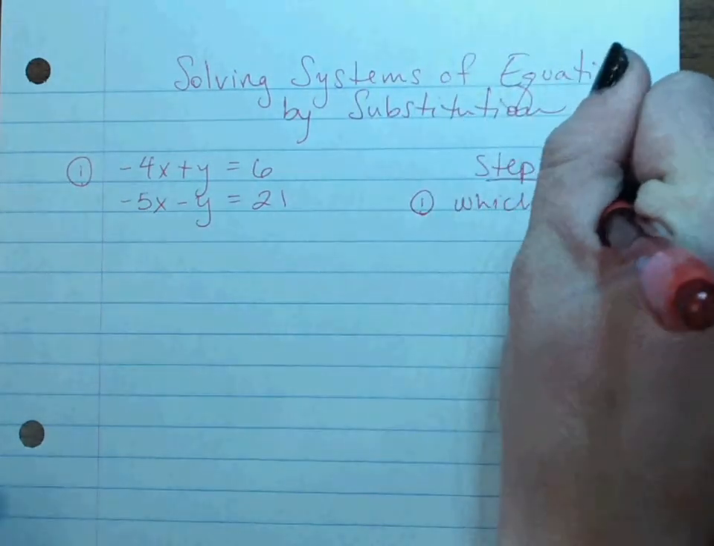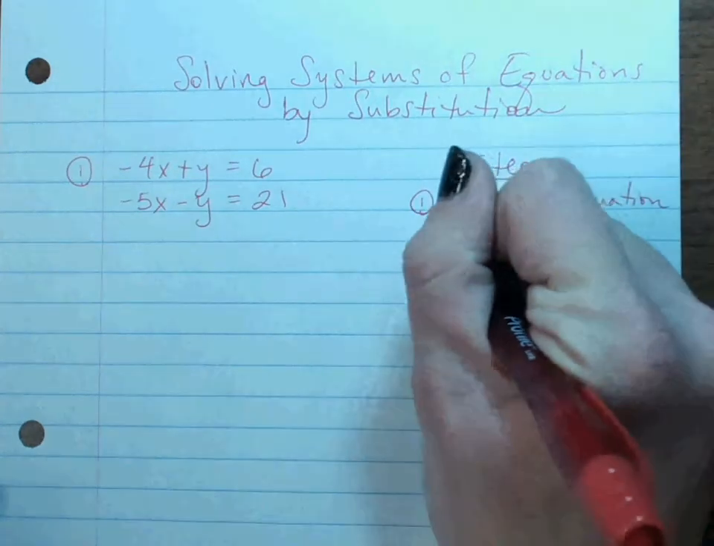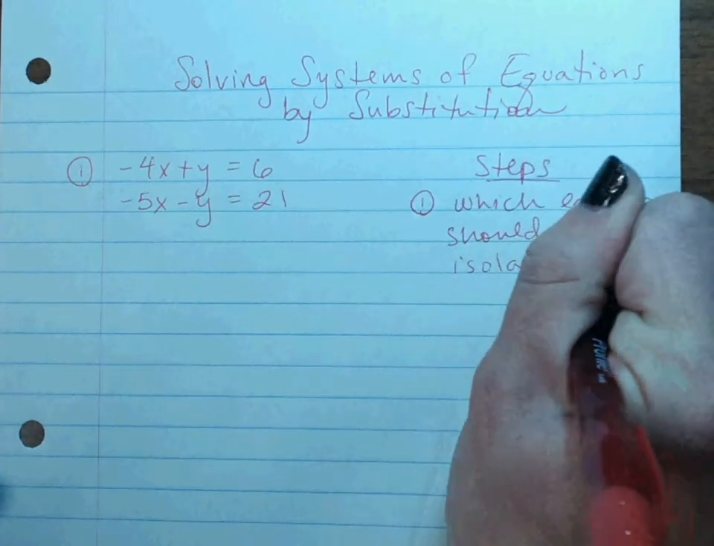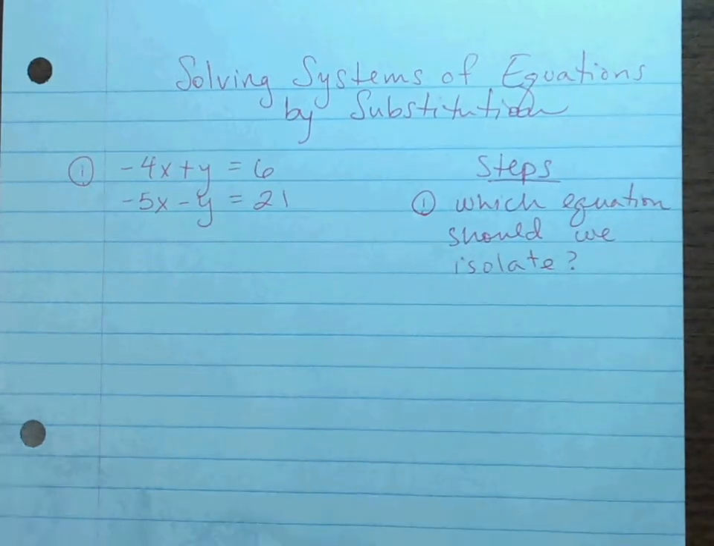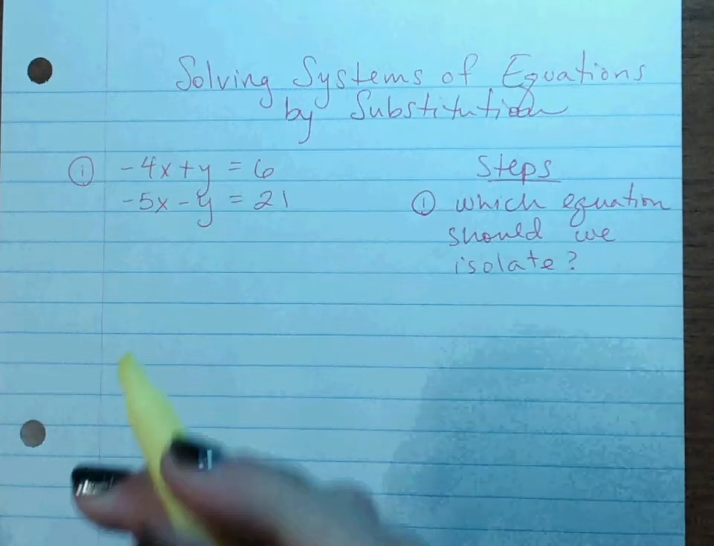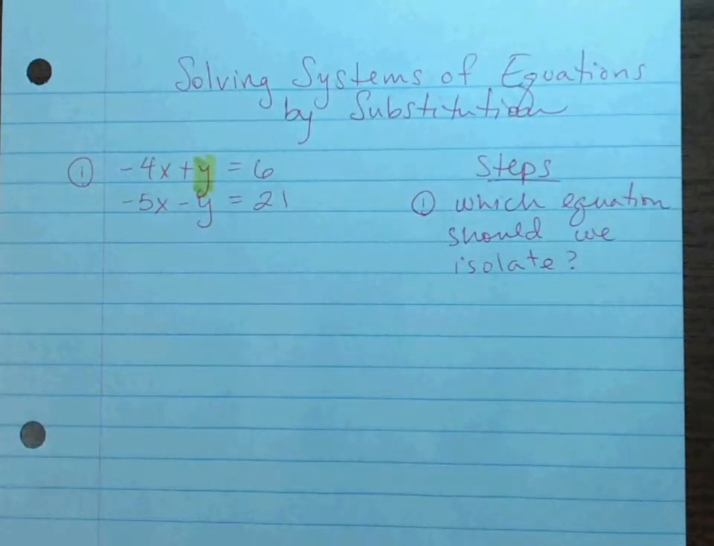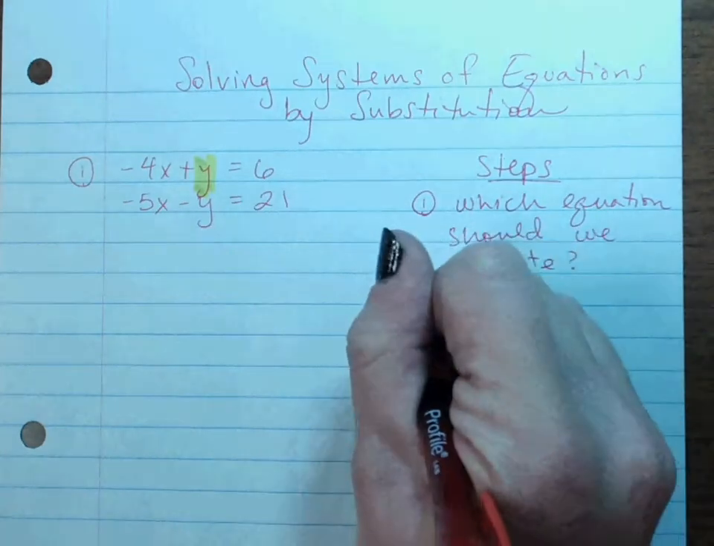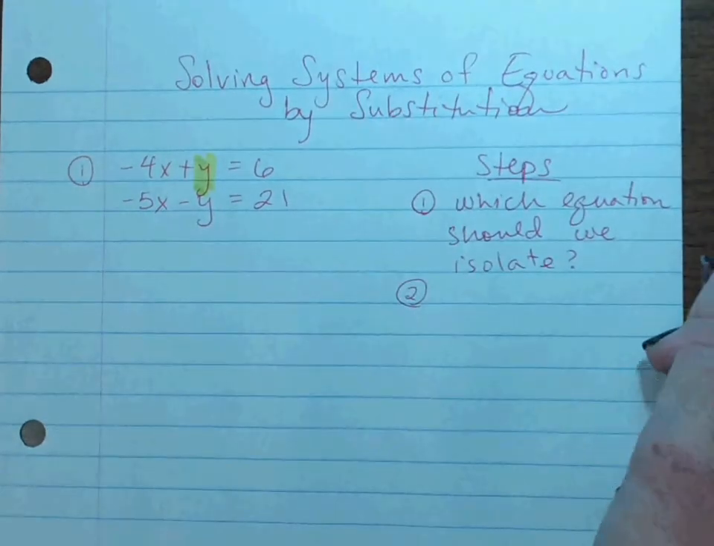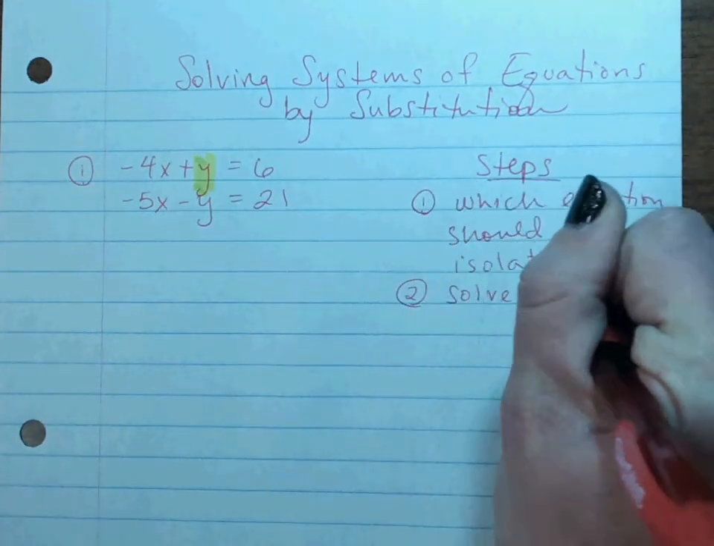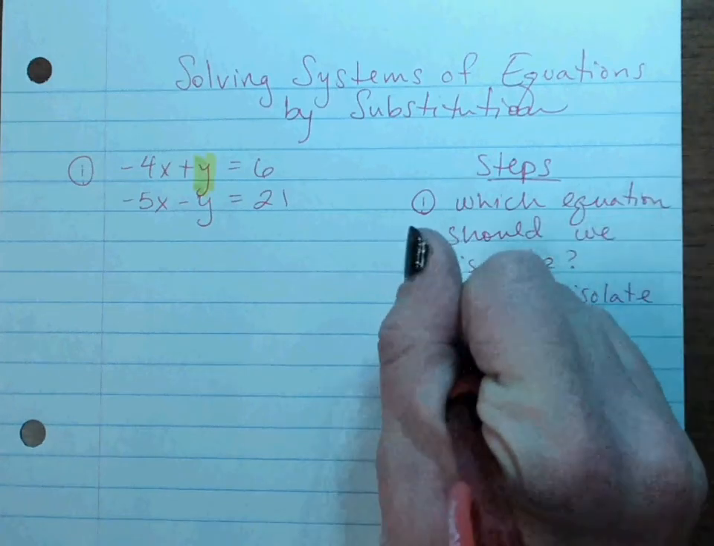So step one, which equation should we isolate? Sometimes you're already going to have one by itself, so you don't actually have to do work to isolate it. That's when substitution's pretty cool. But in this case, we're going to go ahead and isolate this y value, because it already has a positive 1 in front of it, which means I won't have extra steps. So step one is identify which one you want to isolate. Step two is actually going to be solving so that we can isolate one variable.